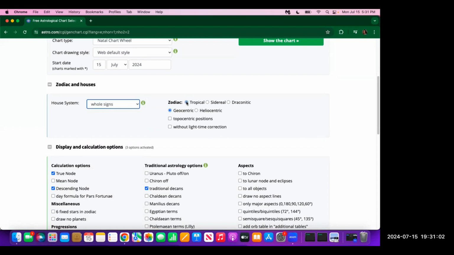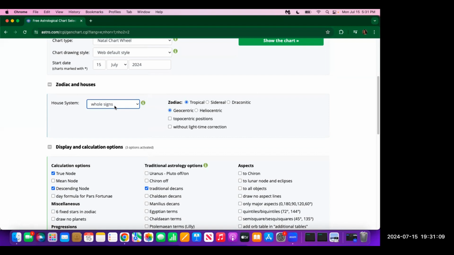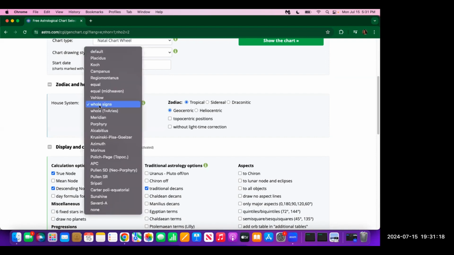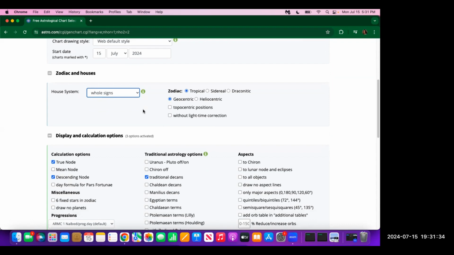Tropical will automatically be selected. Oh, and another thing too, default and Placidus. Placidus is the default. So I go in and I change it to whole signs. So for all of you, if you're doing this for the first time, it'll probably say default. That means it's going to default to Placidus, but I go in and I change it to whole sign house system. And there's a way to save your settings as well, so you don't have to do this every time, and we'll go through that too. But we're going to keep the zodiac at tropical. We're going to keep it at geocentric. And that's all you need for this section.